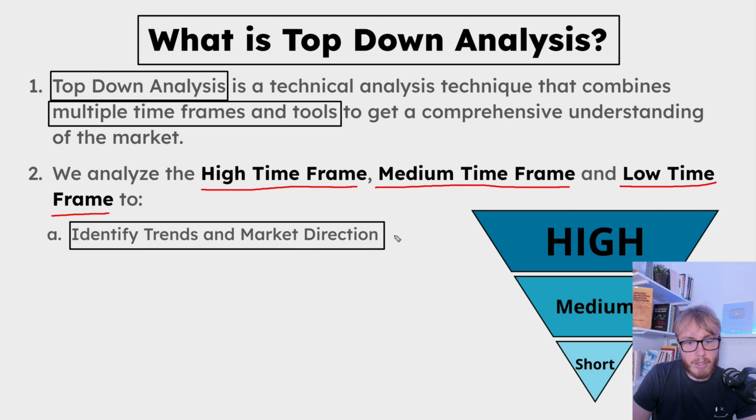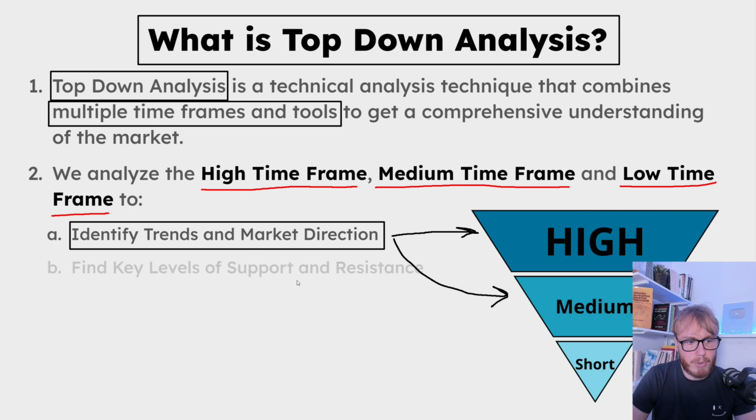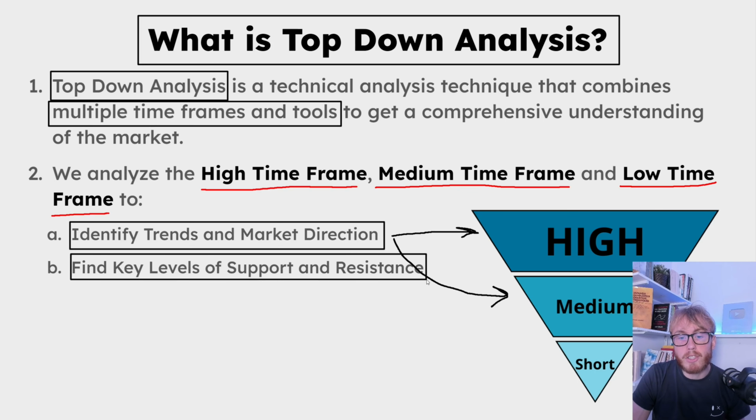And this is usually something we do on the higher time frames. However, identifying trends and market direction can sometimes also be done on the medium term time frames, but we will talk about that more soon. We also use top-down analysis to find key levels of support and resistance. And here, once again, the key levels are often found on the high to medium time frames.